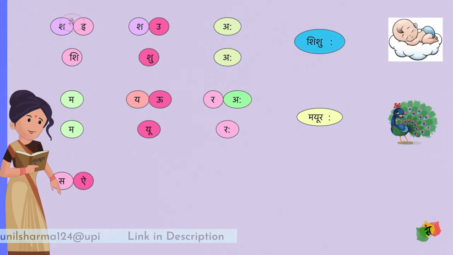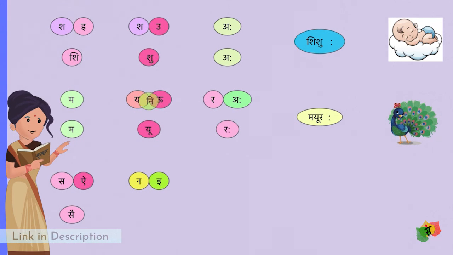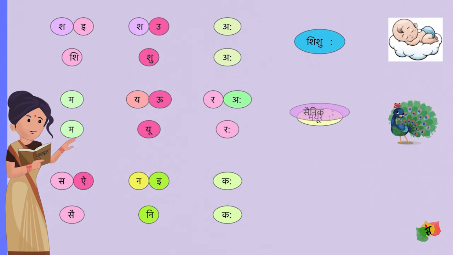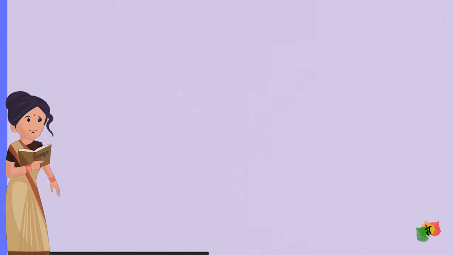Sa and ai gives sai. Na and i gives ni. Kaha, when joined with sai, ni, gives sainikaha, which means soldier.